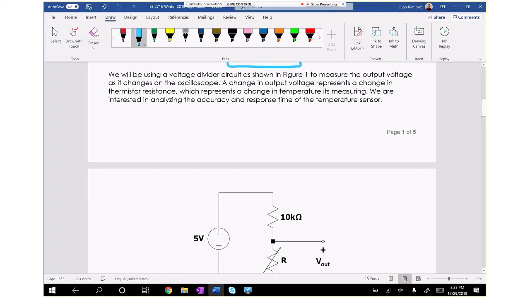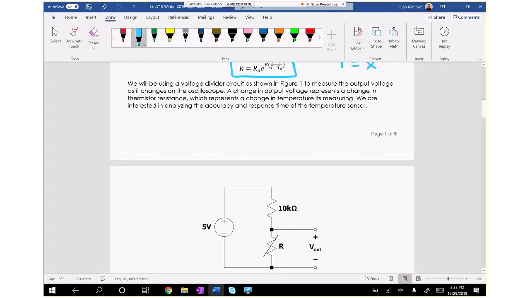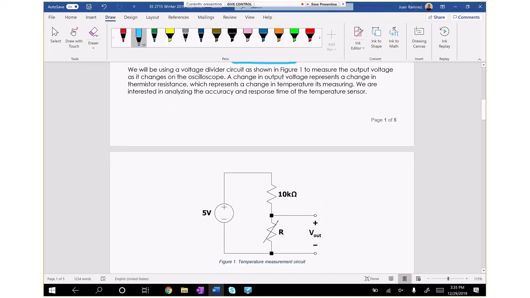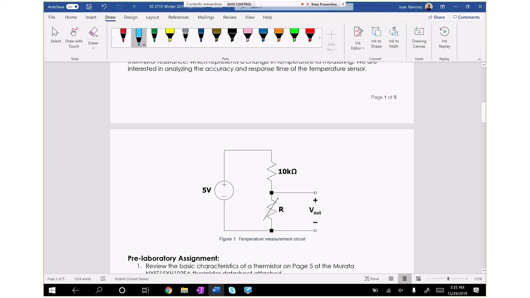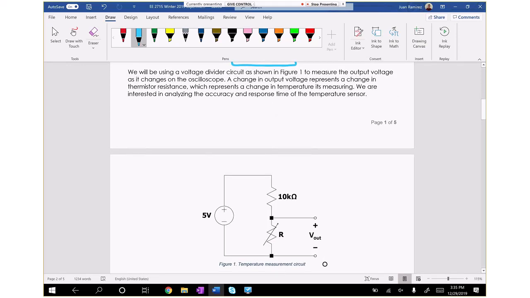It's actually quite easy to use a voltage divider circuit as shown below. So what you'll do is you will build this circuit where the thermistor is this guy here.